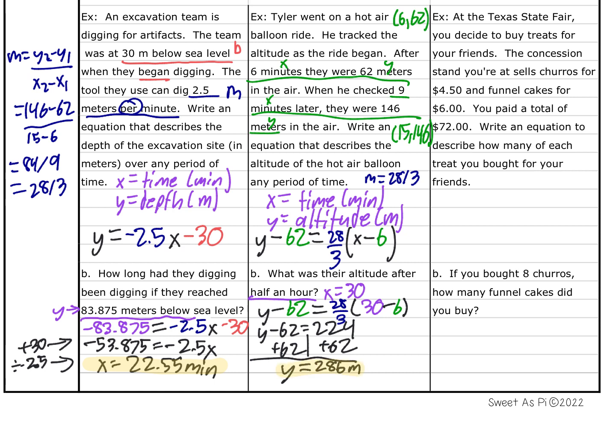Now let's look at the third example. At the state fair, you decide to buy treats for your friends. The concession stand you're at sells churros for $4.50 and funnel cakes for $6. You paid a total of $72. Write an equation to describe how many of each treat you bought for your friends.